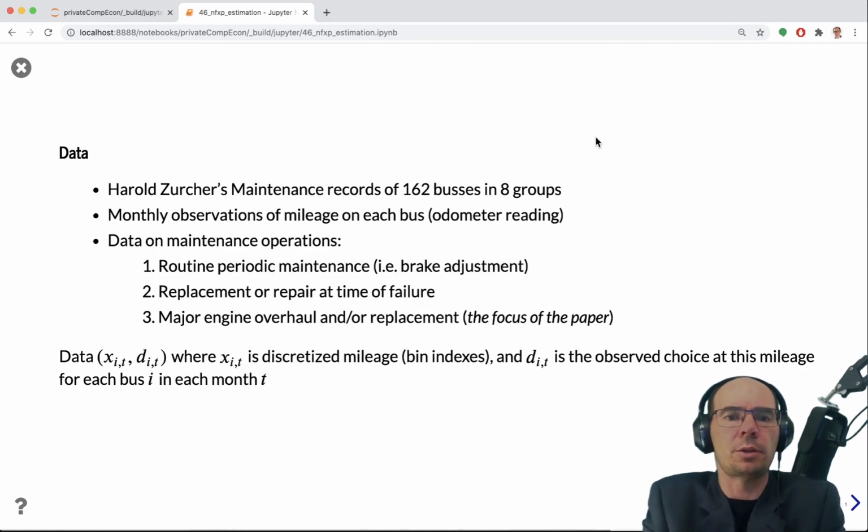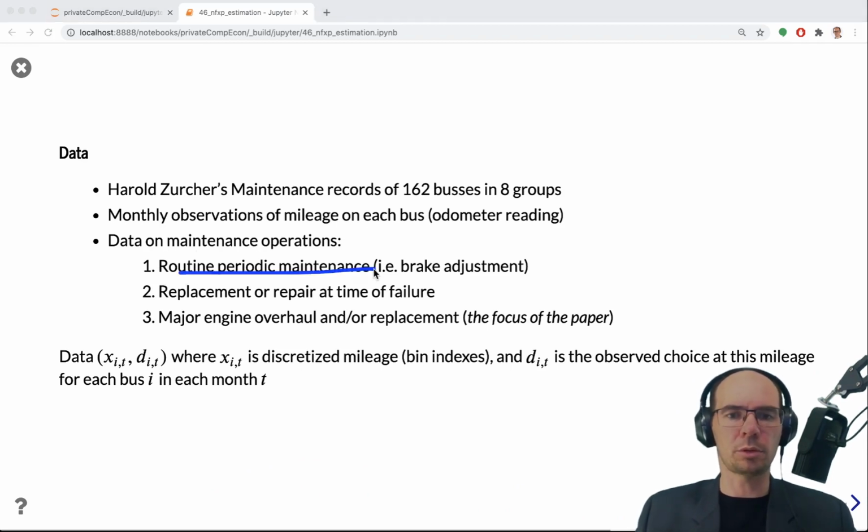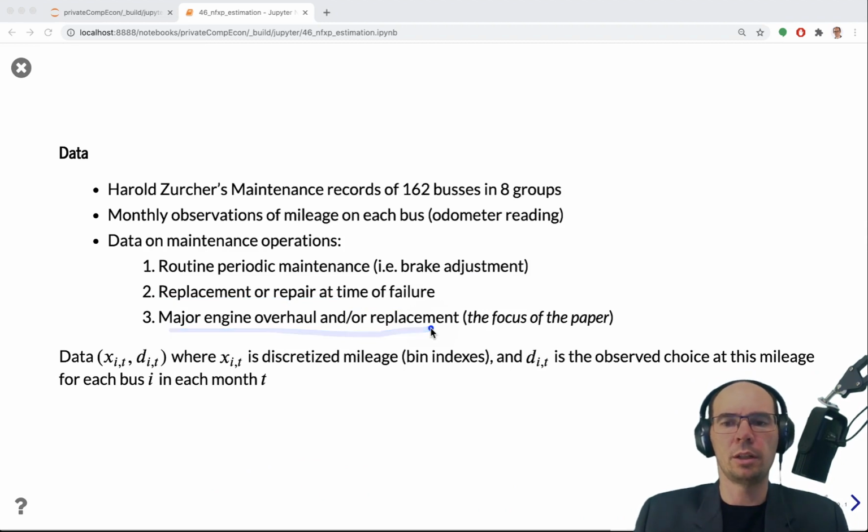Well, let's think about the data first. In the original paper, Harold Zurcher is the superintendent in this bus company, and he maintains the records for 162 buses, which are divided into 8 groups. And there are monthly observations on mileage of each bus, which are then discretized into the bins, and data on maintenance operations. Was it a routine periodic maintenance, like brake adjustment? Was it a replacement or repair at the time of failure? Or was it a major overhaul and replacement of the engine?